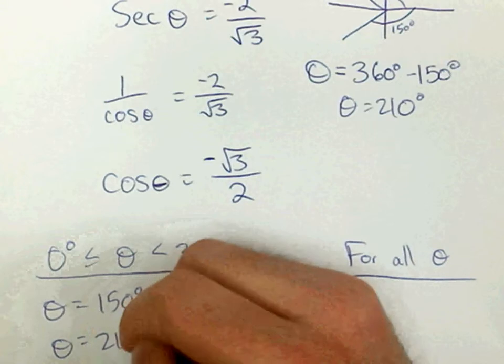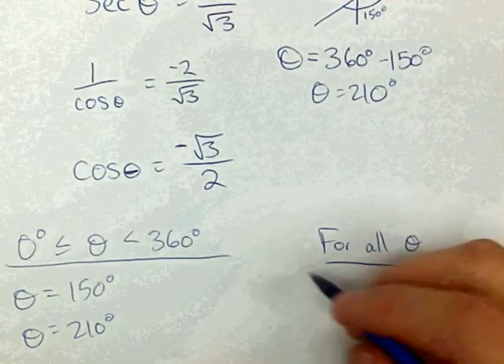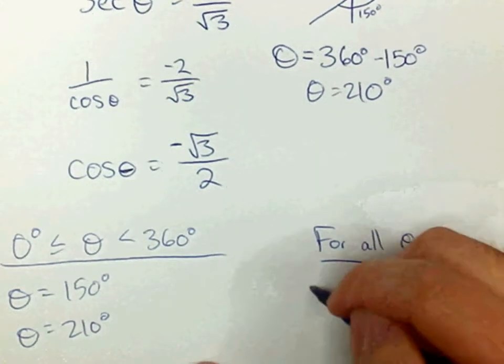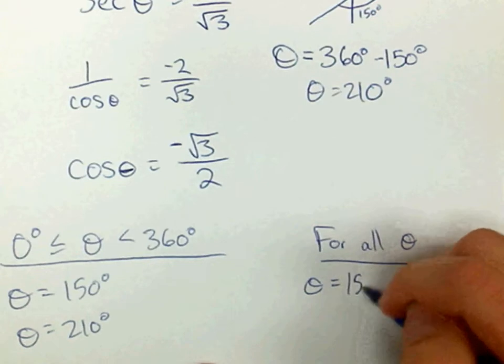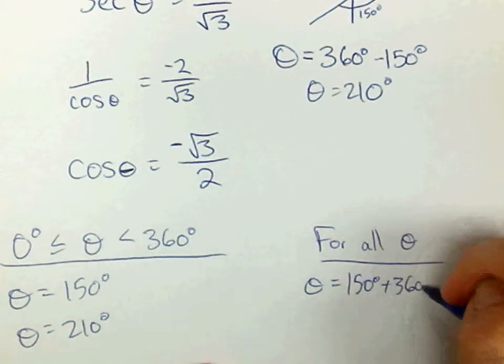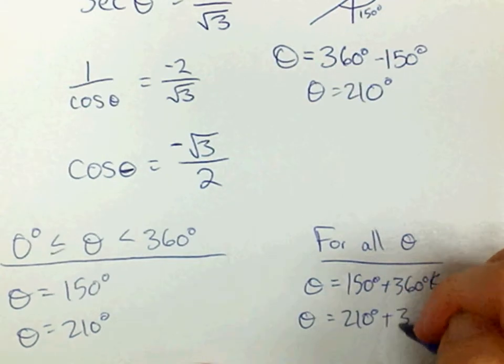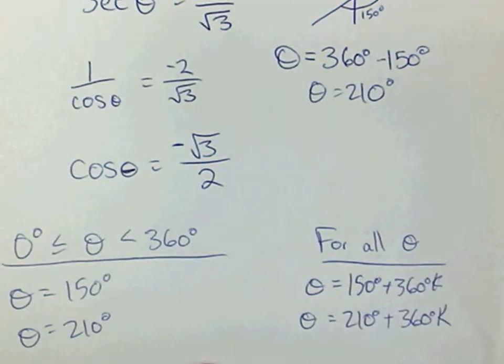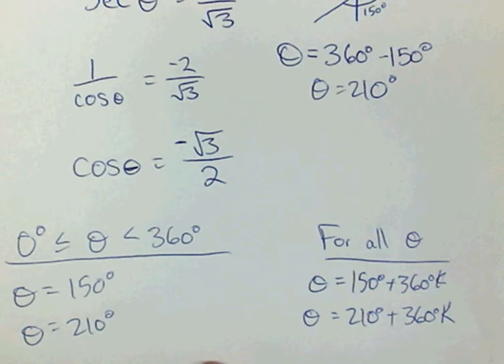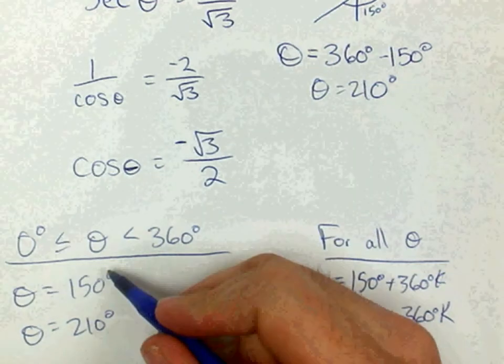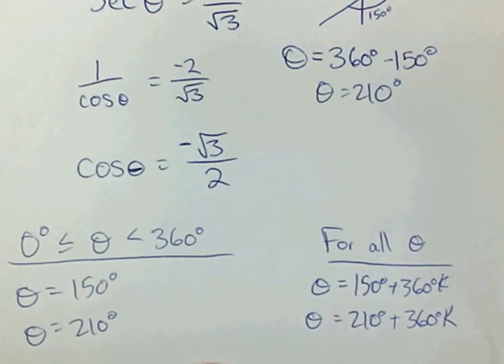Notice I get two answers. For all theta, it will just be 150 plus 360k, and 210 plus 360k. And don't forget, if you're not sure, you can check your work by plugging those back into theta at the beginning. All right, one more.